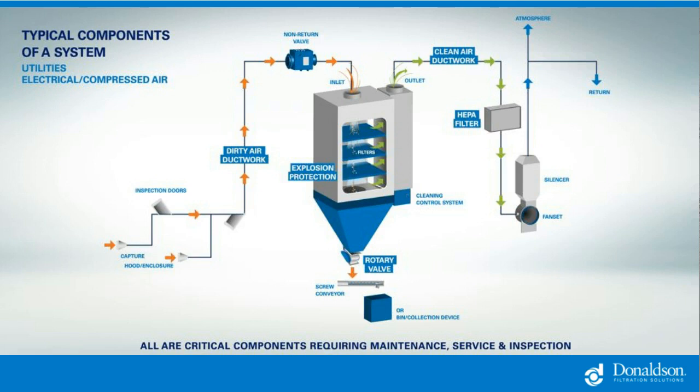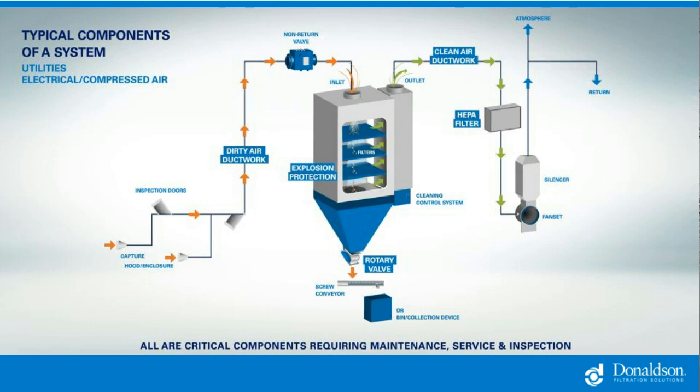And then we have a sequence of dirty air ductwork leading to the inlet of the filter. But on its way there, we need to go past areas of bends, maybe working at height. We've got inspection doors there so that we can check that dirty air ductwork. We may have a non-return valve prior to the inlet on the filter.